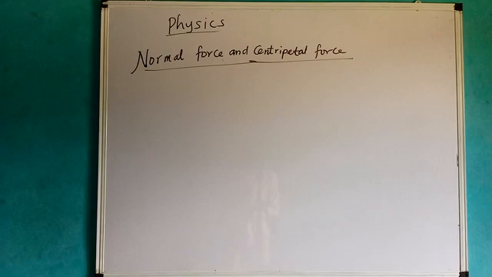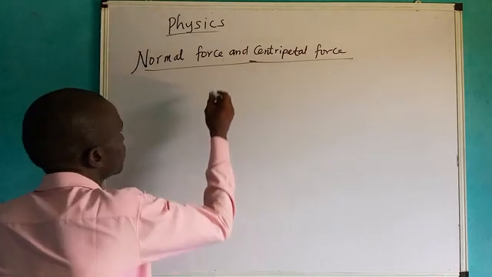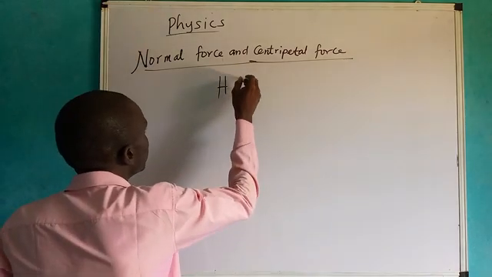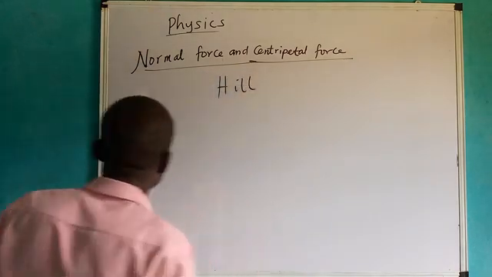It means that the normal force will be involved. The normal force will provide the centripetal force. In the case of a hill, please take note: in the case of a hill, the normal force will provide the centripetal force.